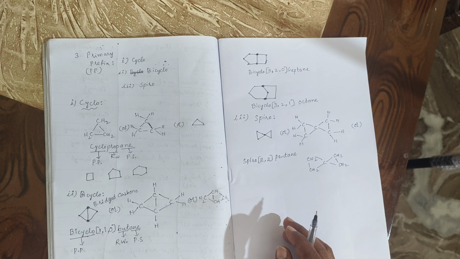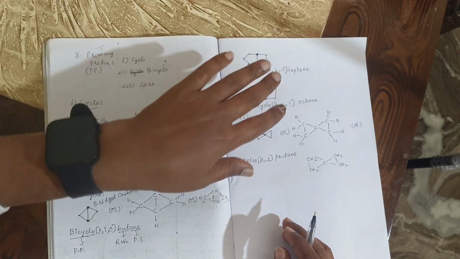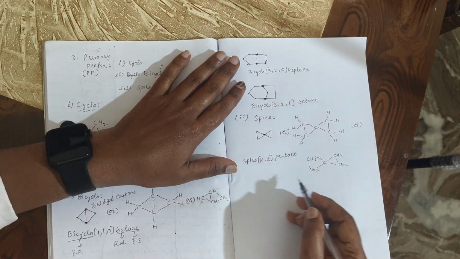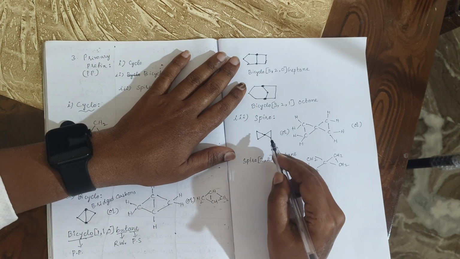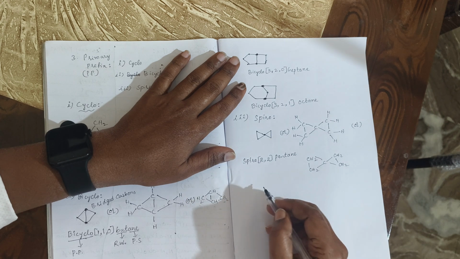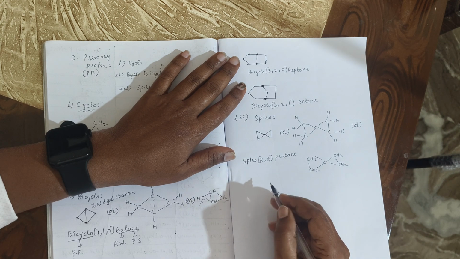And the next one, if you take here, you see a similar number of carbons, you can name it in that manner. But if there is a different number of carbons, how can it be written? We will see that.